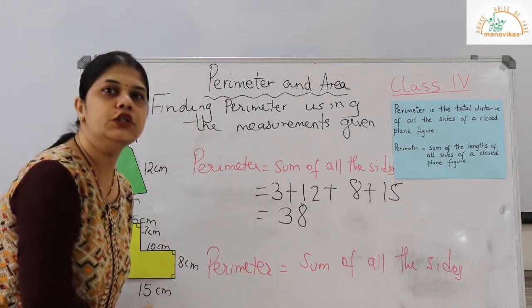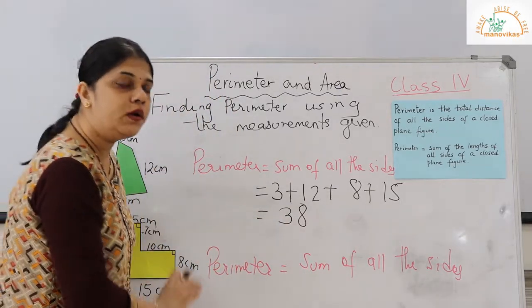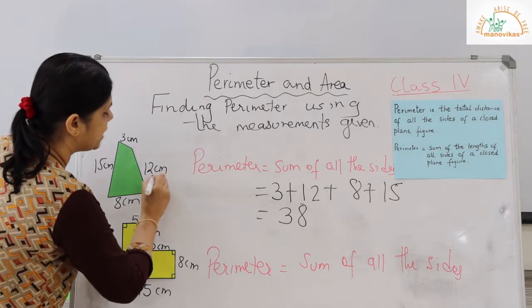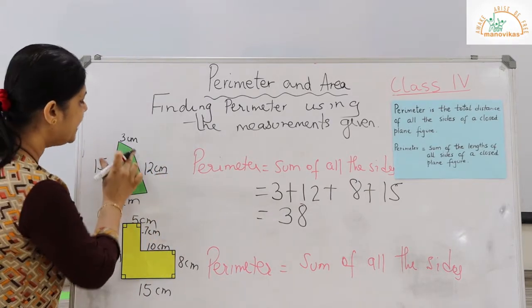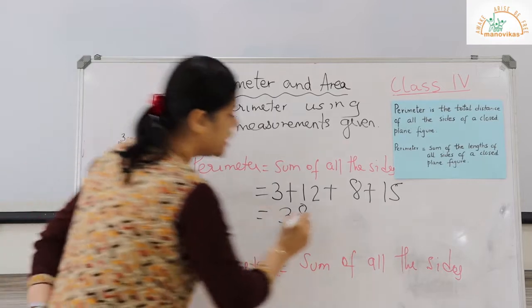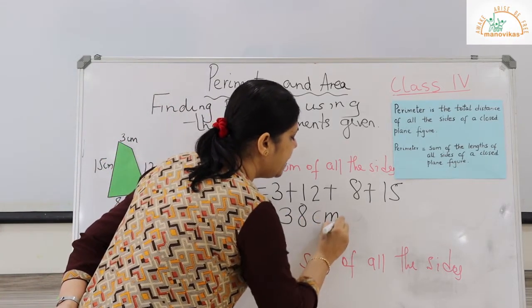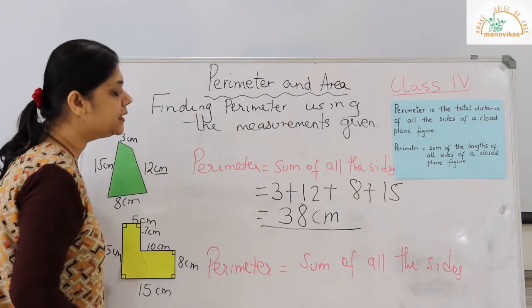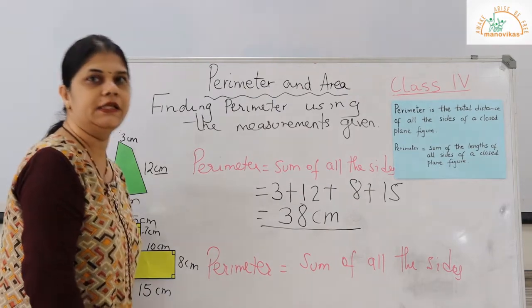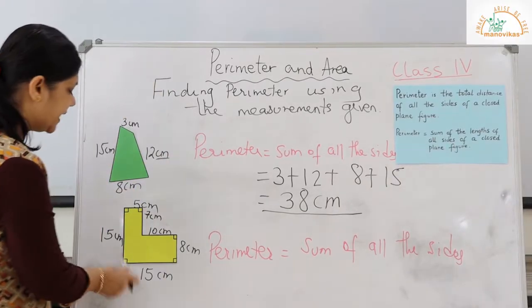Now, I told you, you have to write the units. What are the units of measurement given here? The length is given in centimeters. So, you will write the same unit here, that is 38 centimeters. Let us see the next example.